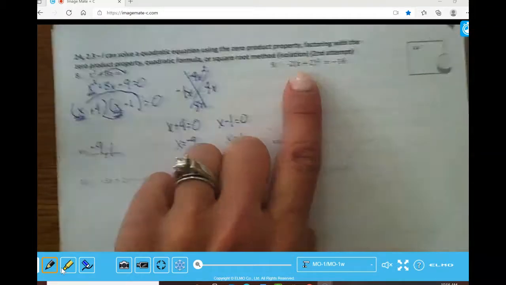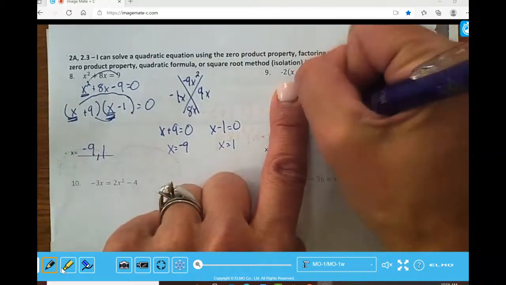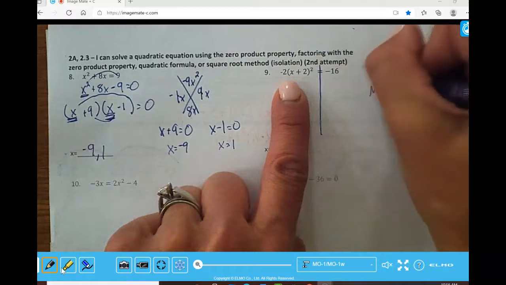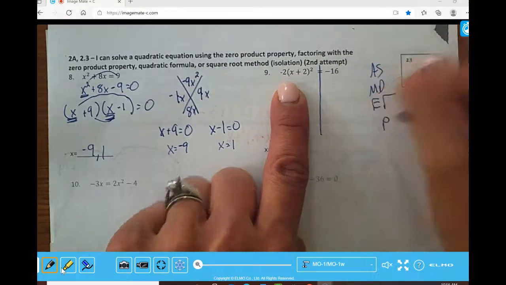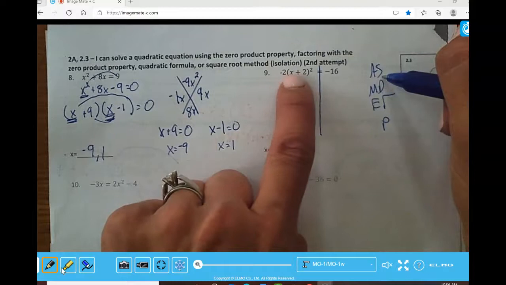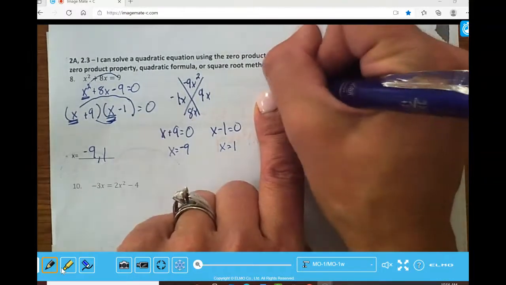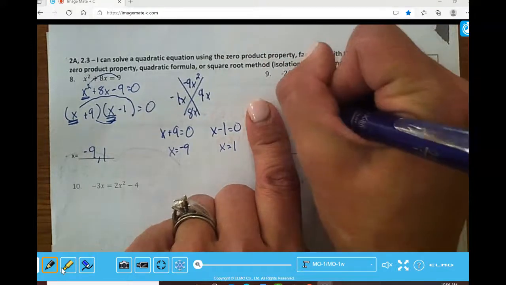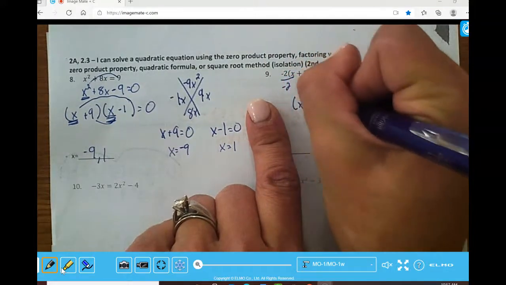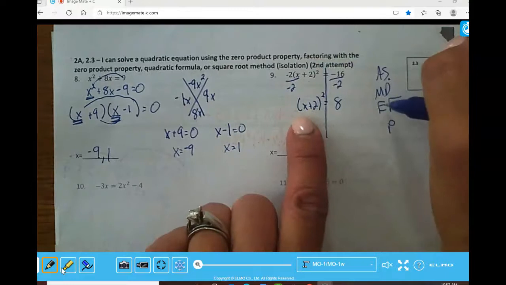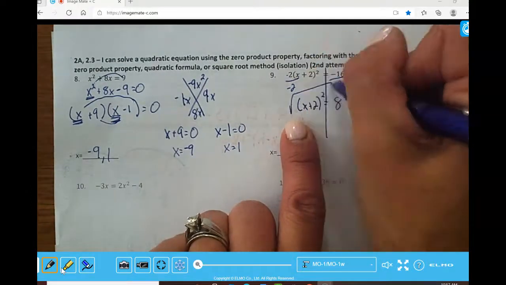On the next problem, there is just one type of x, so I will be isolating that x. Here are my steps. There is no addition subtraction because I can't get to that till I get to the parentheses, so I'm going to divide by the -2 first. And I'm going to get 8. And then to undo the squared, I will square root both sides.